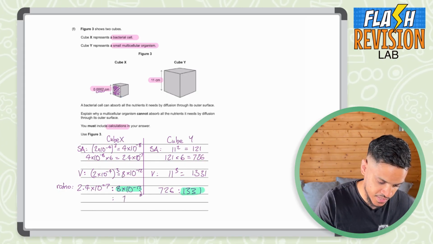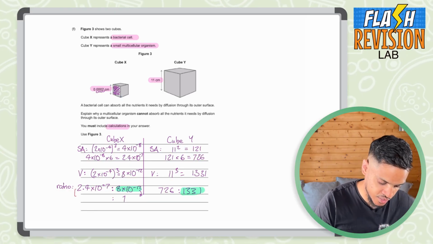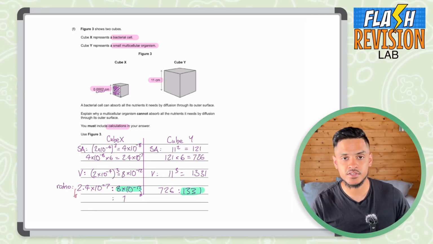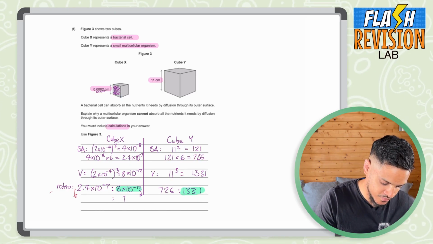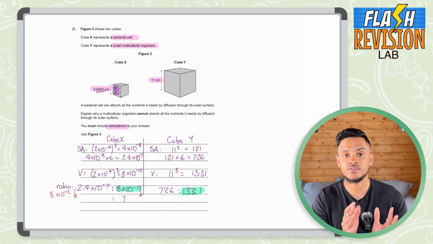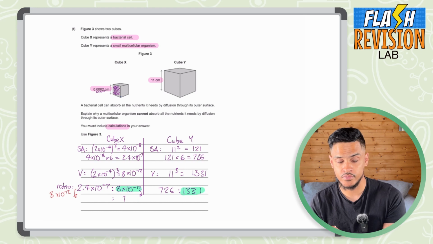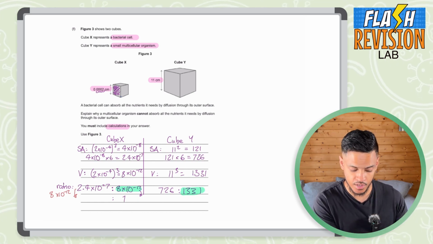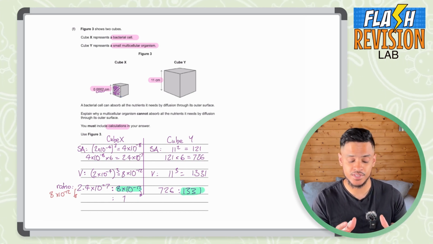We need to do the same thing on the other side. We need to get 2.4 times 10 to the minus 7 and also divide that by 8 times 10 to the minus 12. If you do something to one side of a ratio, you have to do the same to the other side to keep that ratio the same, right?